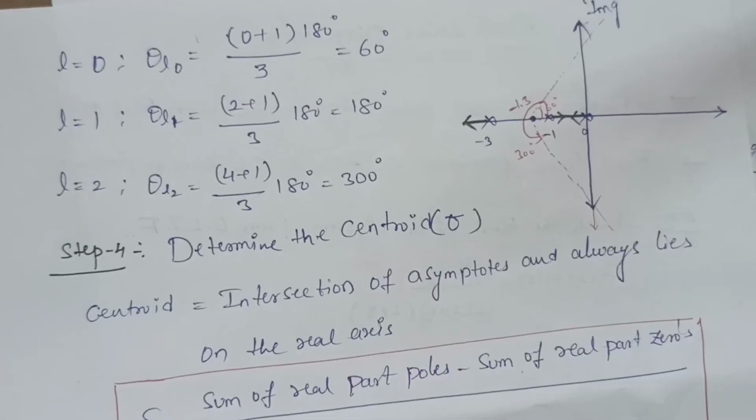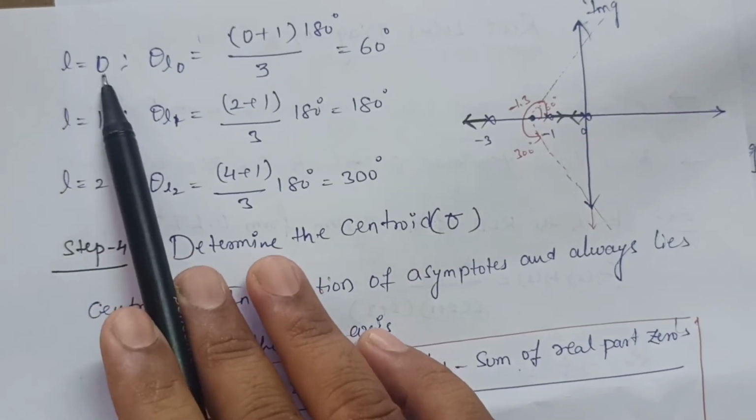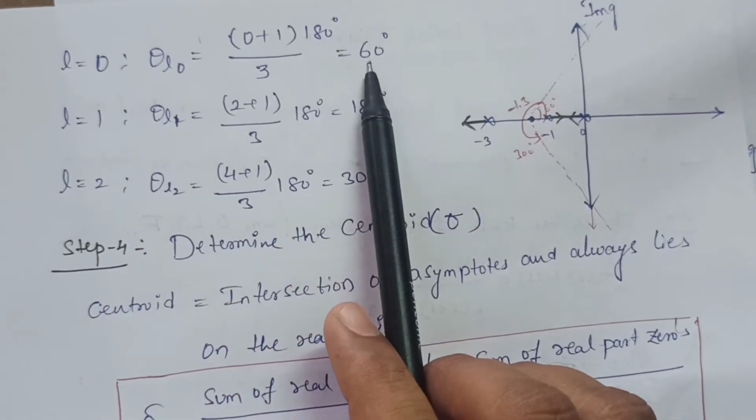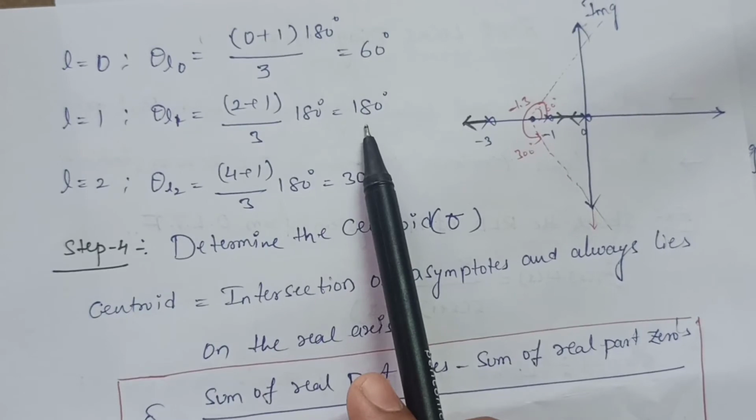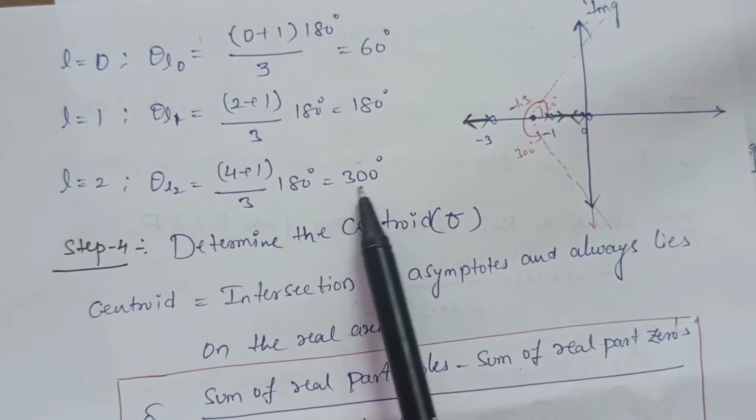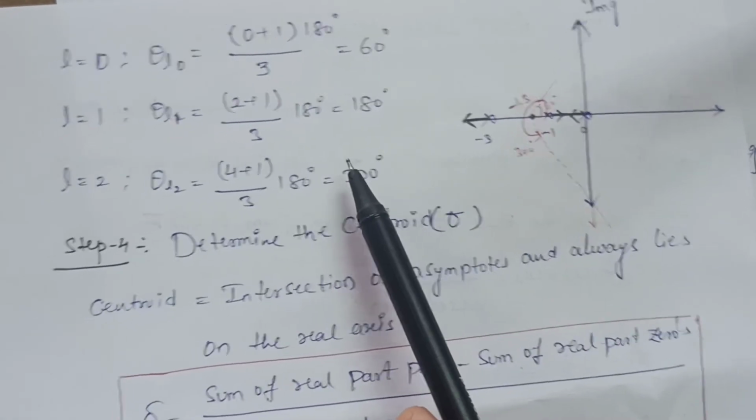If you substitute l equal to 0, we get 60 degrees; l equal to 1 gives 180 degrees; l equal to 2 gives 300 degrees. These are the asymptotes on the graph.